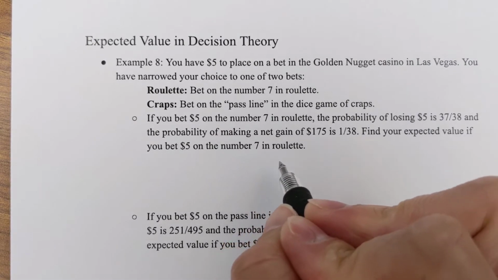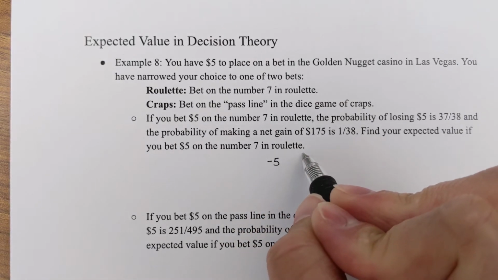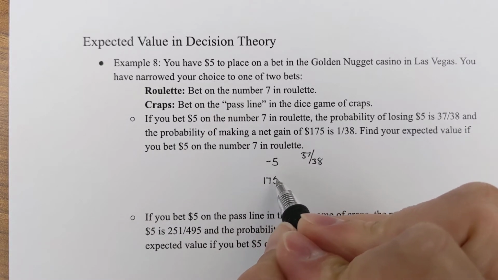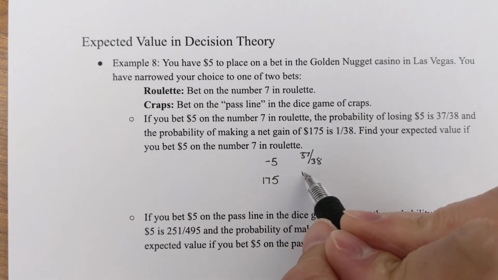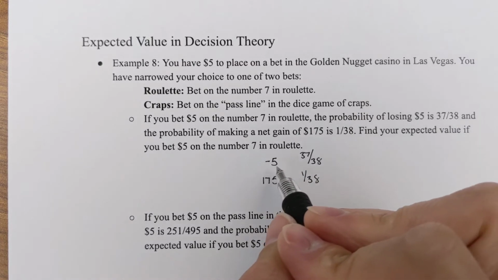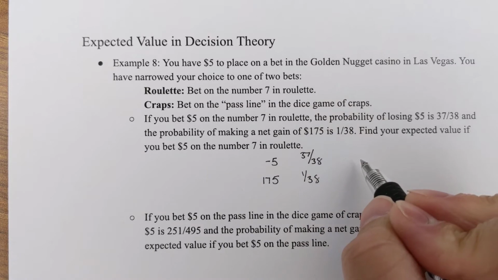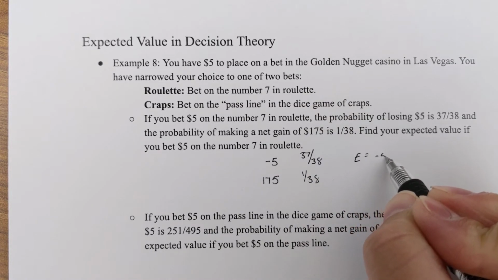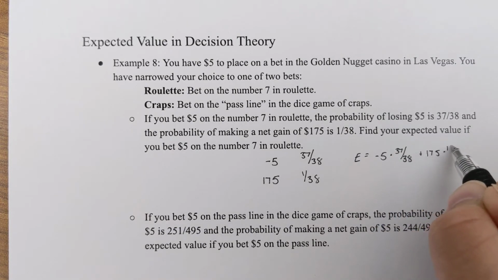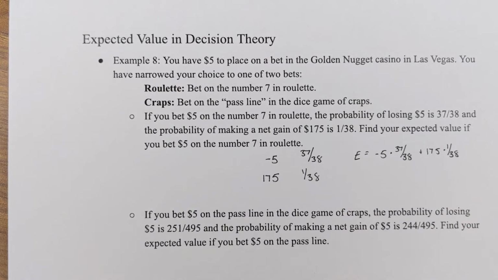So event 1, you're going to lose $5. The probability of that is 37/38. The other option is you gain $175. The probability of that occurring is 1/38. So the expected value, the average, is value times probability added up. So the expected value is -5 times 37/38 plus 175 times 1/38. So the calculator says -5 times 37/38 plus 175 times 1/38.